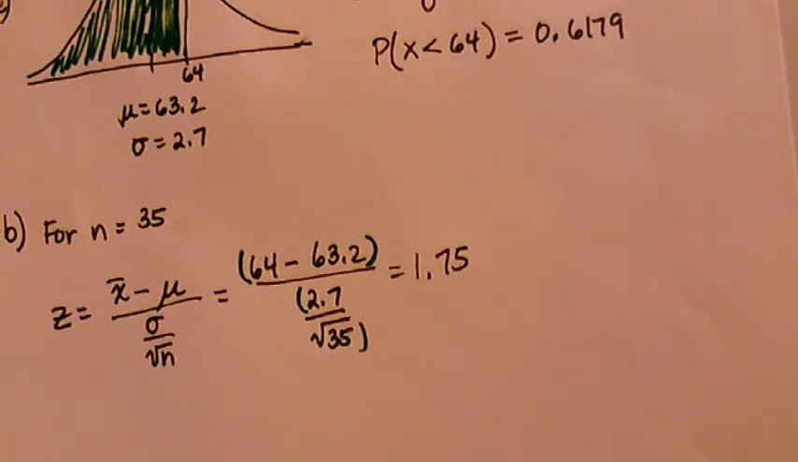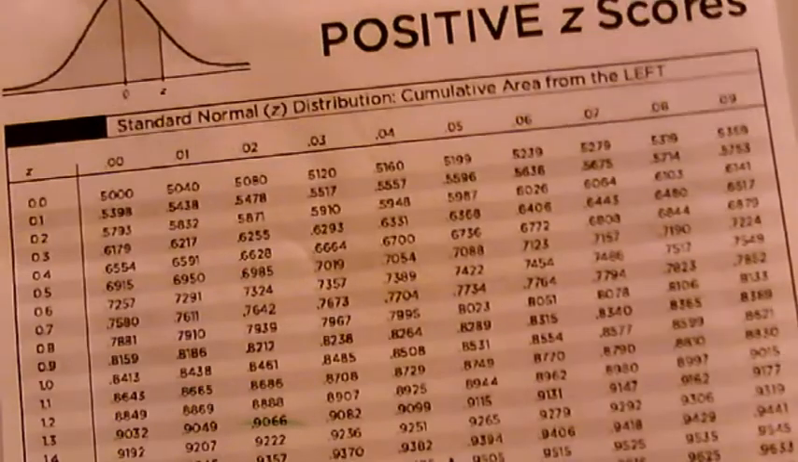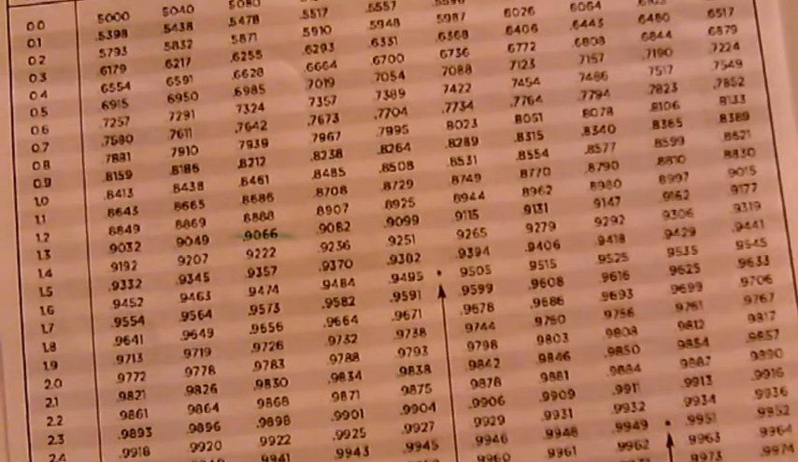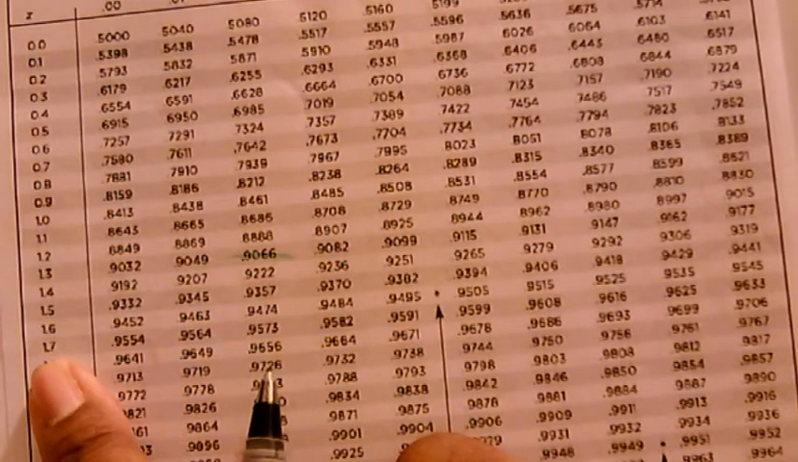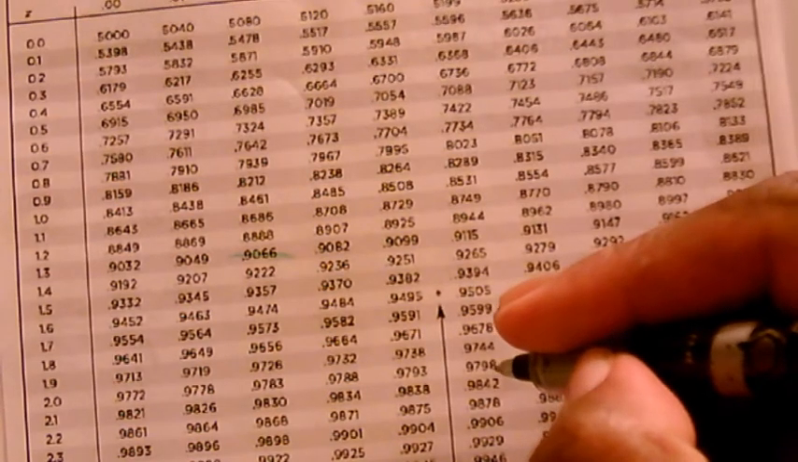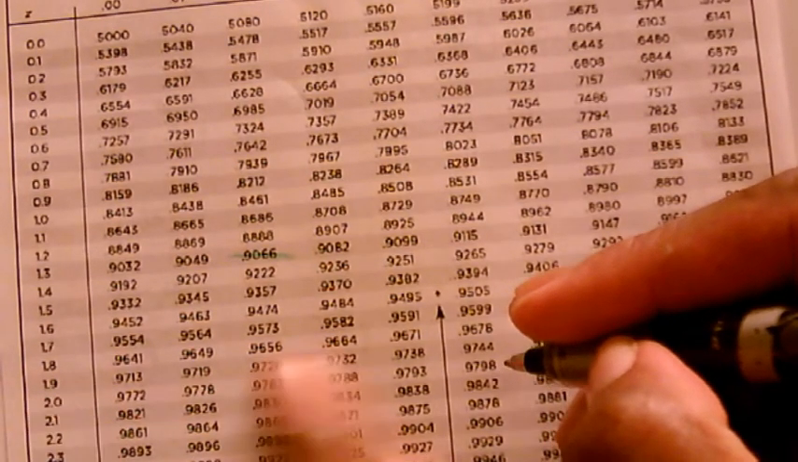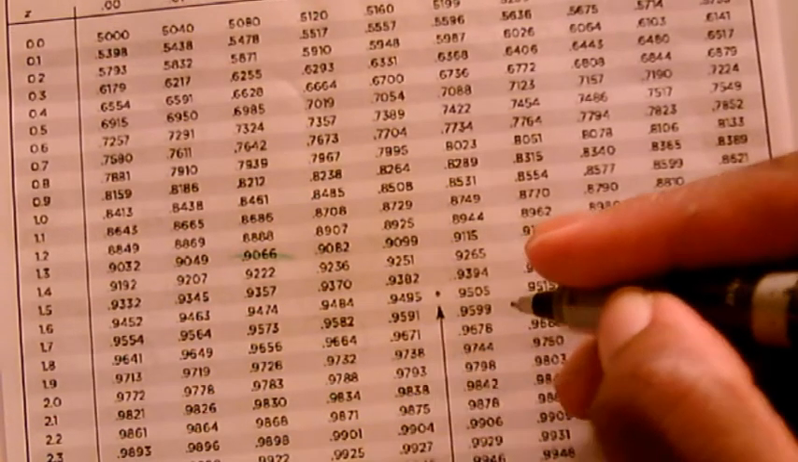So we're dealing with 35 women randomly selected. Now that z value is 1.75. Now, it is a positive z-score, so we pull up our standard normal distribution table and find 1.75. Well, 1.7 is right here, and then 0.05 is this column right here. So we read across 1.7, and then 0.05 will be 0.9599.